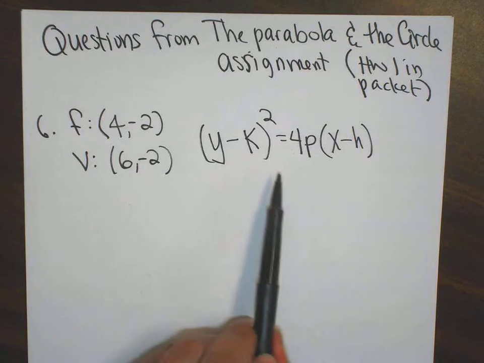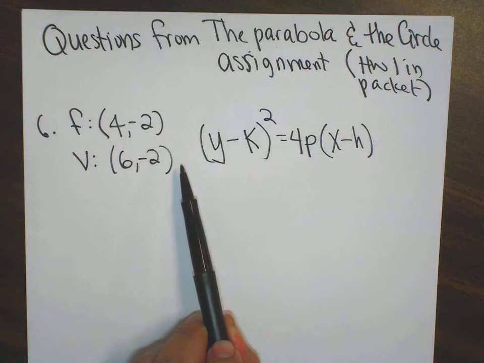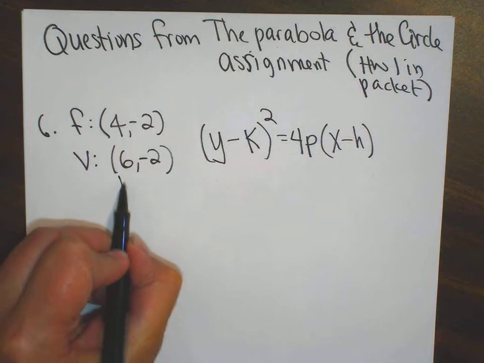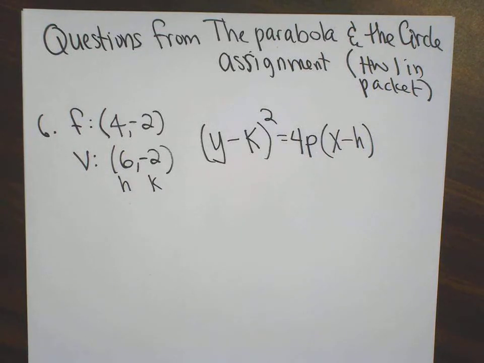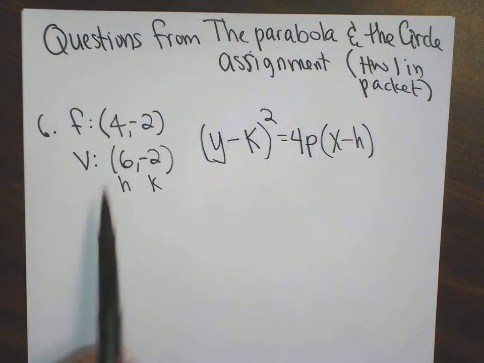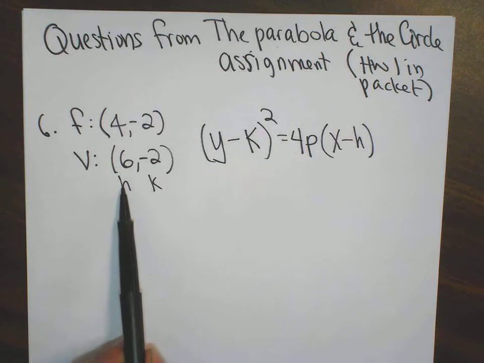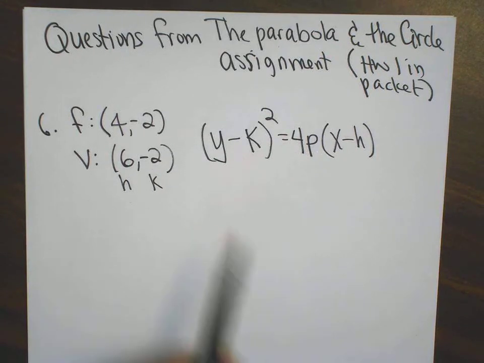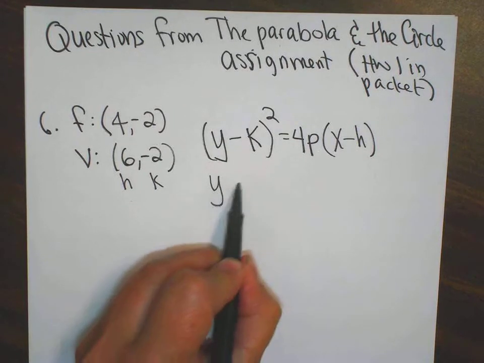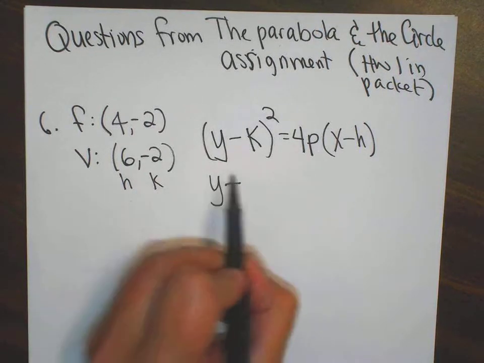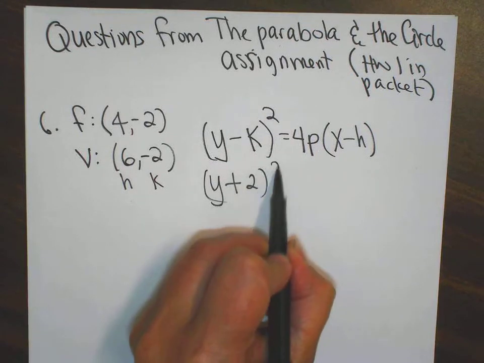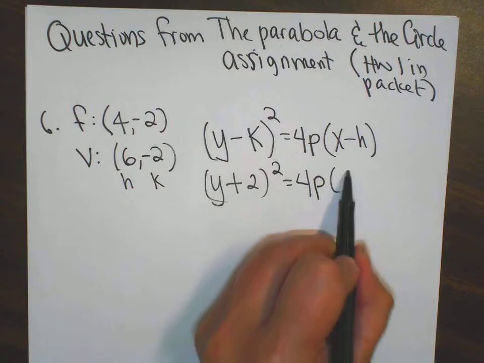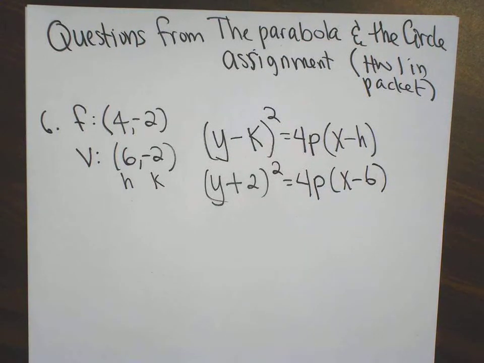So from the information that's given, what do we currently know that we could fill in over here? H and K. Yeah, we know h and k. That comes from the vertex. We have to be really careful with this because h goes with the x-coordinate and k goes with the y-coordinate. So when I plug this in, I'm actually going to do y minus what? -2, which will become a +2, squared equals 4. I don't know what p is. I need to figure that out. And I have x minus h, which is 6.